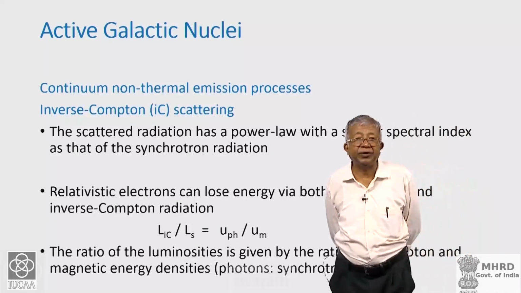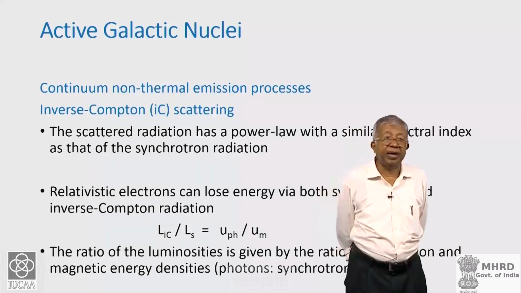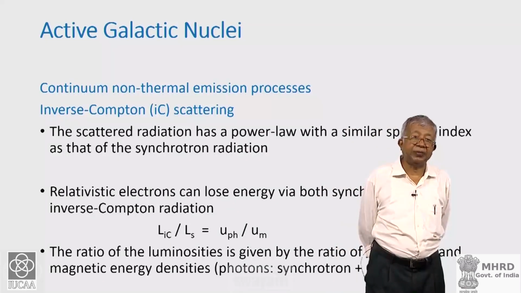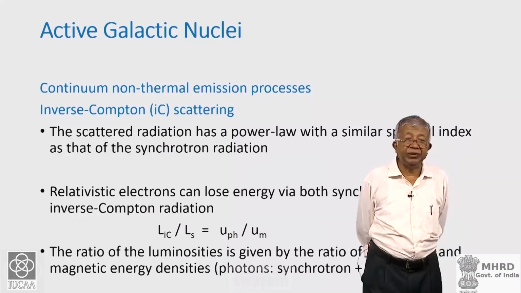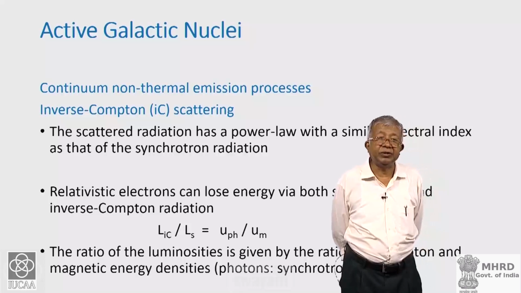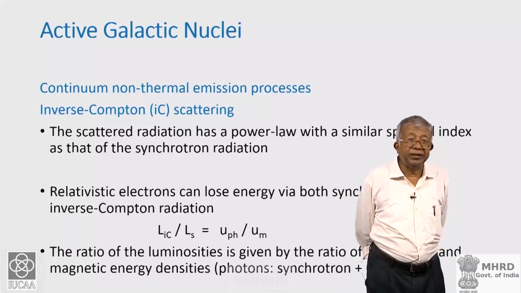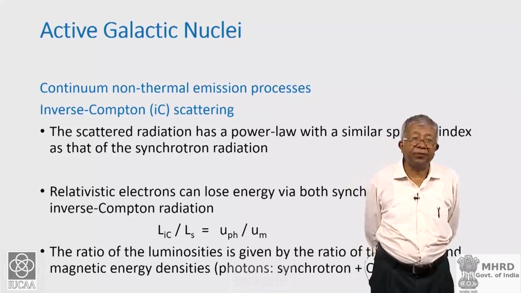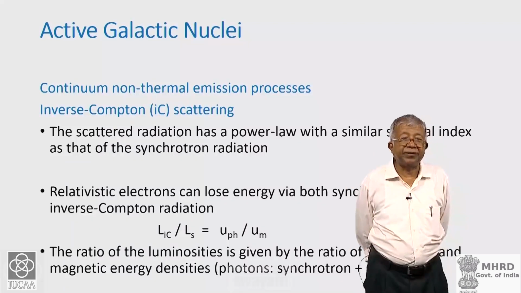So both processes could be operating. The relativistic electrons can lose energy both via the synchrotron process as well as the inverse Compton process. And the ratio is given by the ratio of the photon energy density to the magnetic energy density. If the photon energy density dominates, then you'll have inverse Compton scattering dominating.